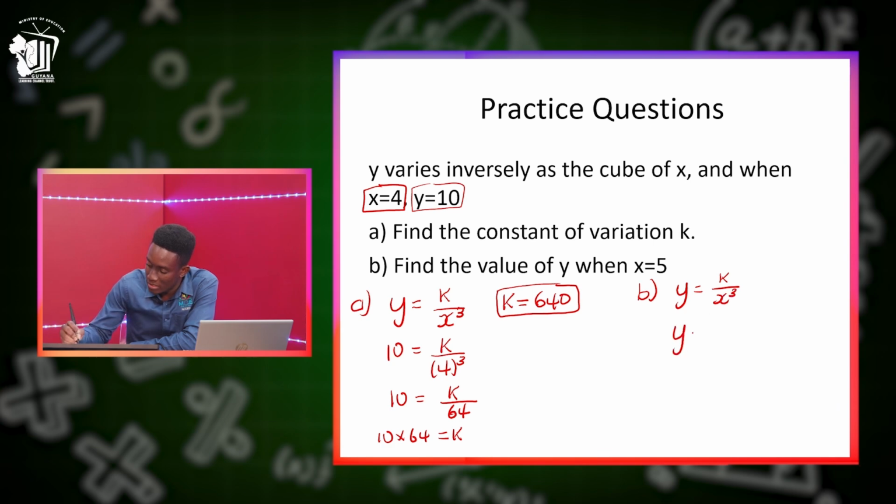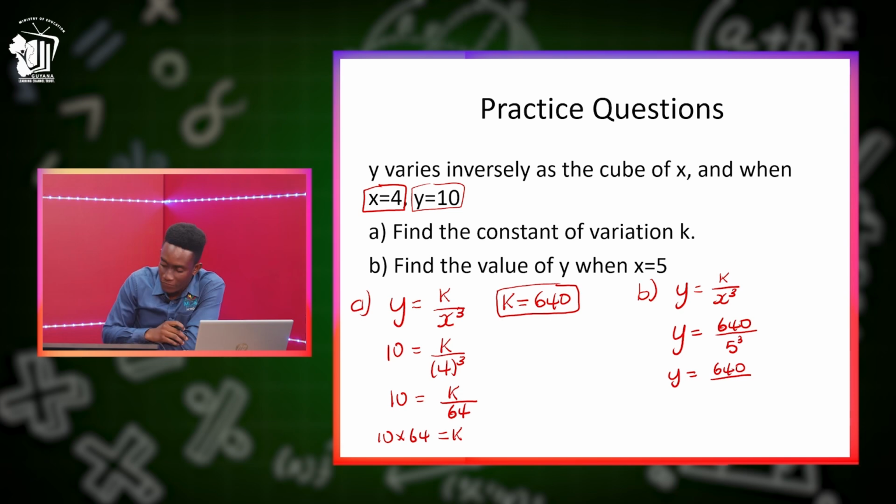So y will be equal to K, which is 640, divided by 5 raised to the third power. So y is equal to 640, all divided by 5 raised to the third power, which is 125. And when we divide 640 by 125, we'll have a value of y is equal to 5.12.